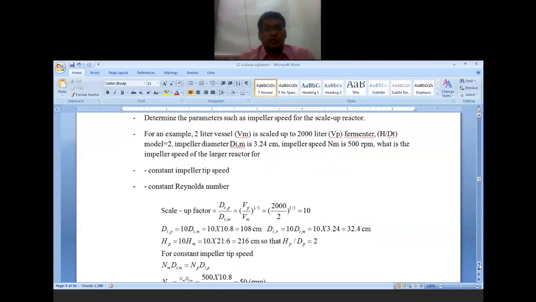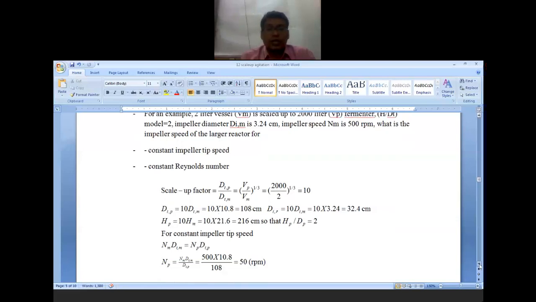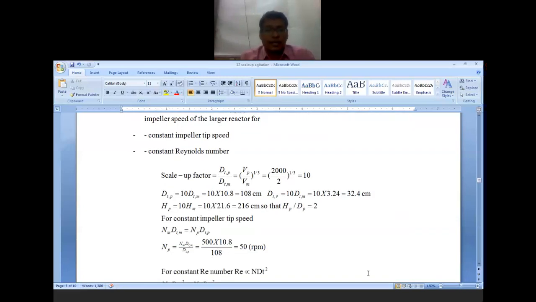The same numerical problem: a 2-liter vessel scaled up to a 2000-liter prototype, H upon Dt equal to 2 times, diameter of the impeller is the same 3.24. However, the impeller speed is 500 rpm. The added thing here is the impeller speed, that is 500 rpm. What is the impeller speed of the large reactor? The scale up ratio we have already calculated as 10. The diameter of the impeller is calculated as 32.4, as in the above case.